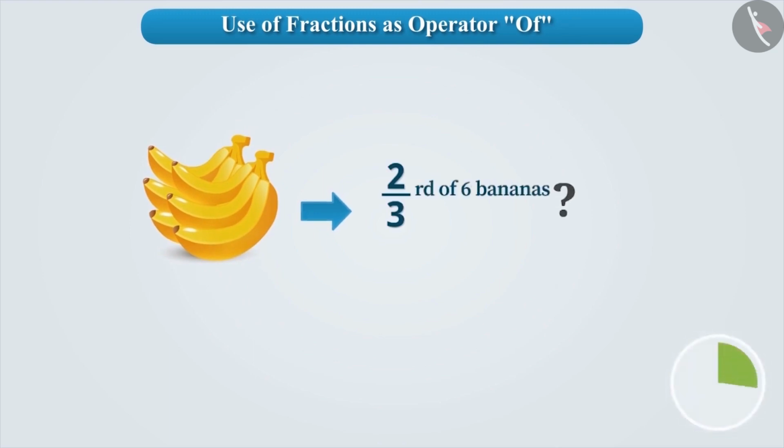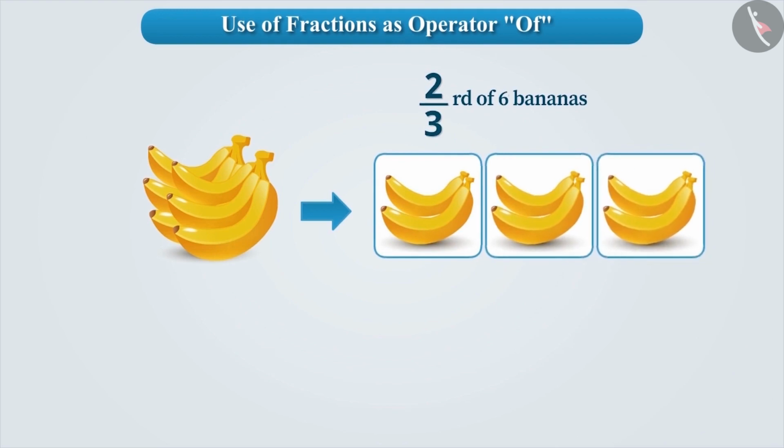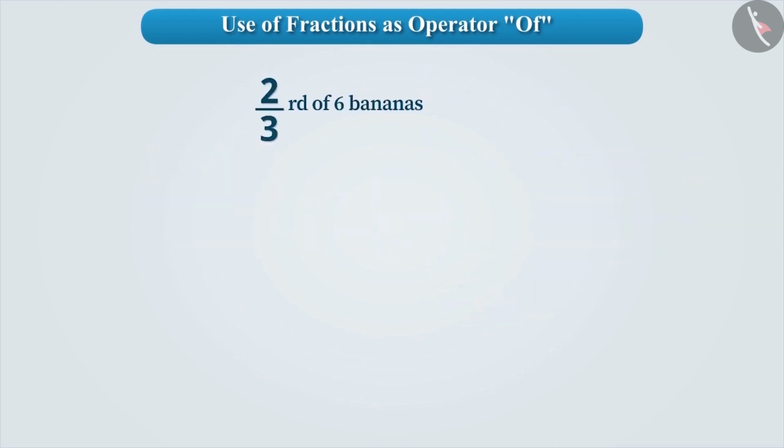Think a bit. Okay, let me tell you. Here, we first have to divide 6 bananas into 3 groups and take out 2 of these 3 groups. Hence, we can say that 2/3 part of 6 bananas is 4 bananas. We can also express this as multiplication. 2/3 part of 6 bananas is equal to 2/3 multiplied by 6.